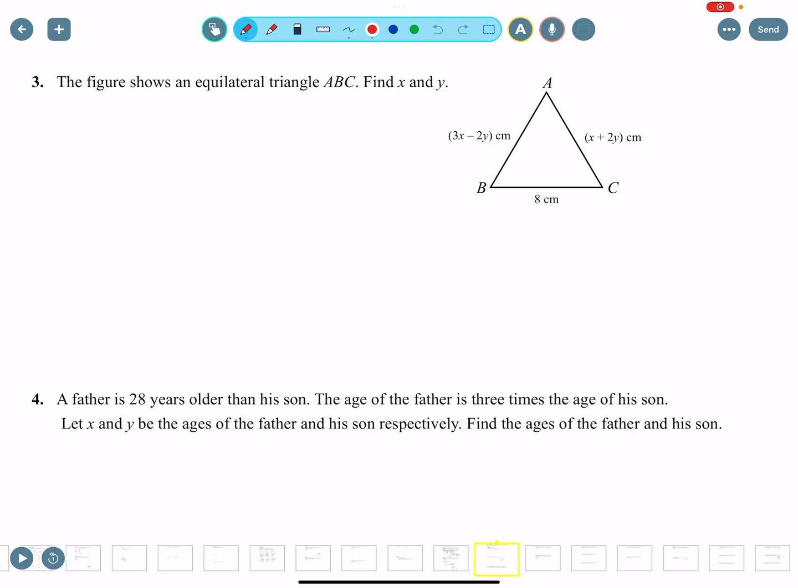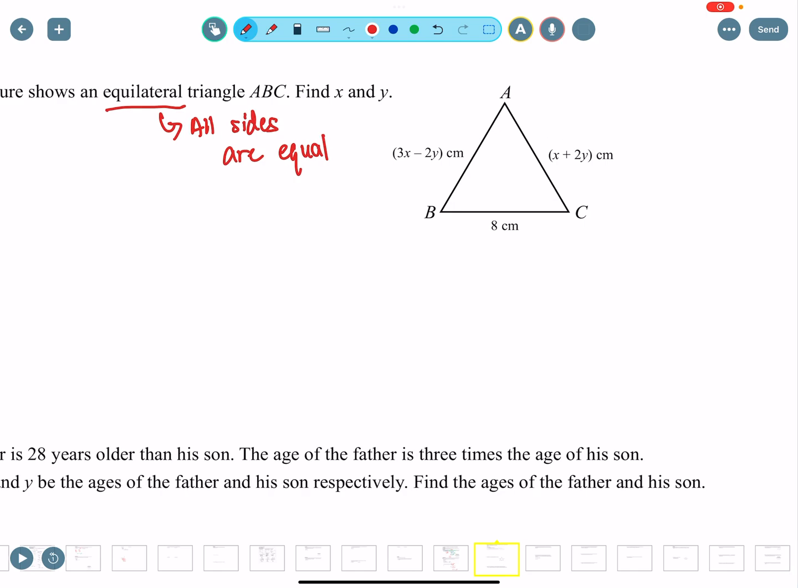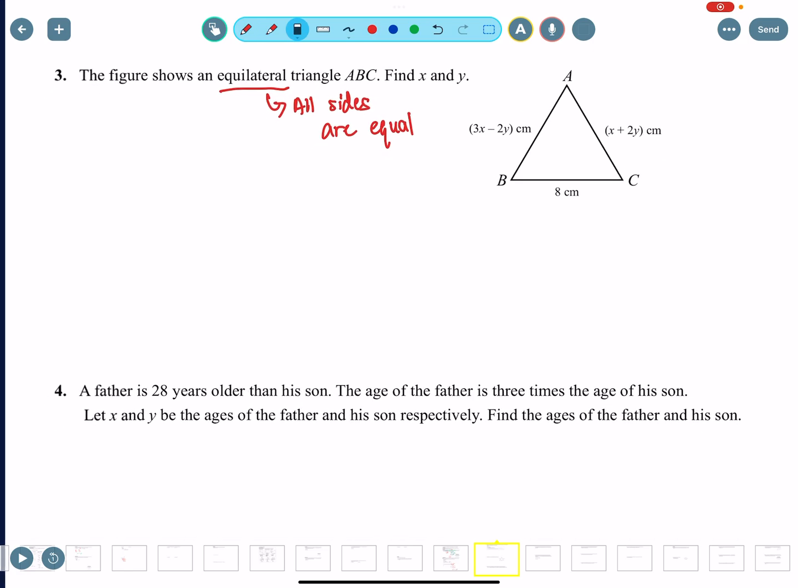Number 3, perimeter equation. Hidden information is perimeter over here, I guess. Oh, equilateral triangle. So equilateral triangle means there's a hidden information: all sides are equal. This is something you should have learned. It's quite hidden. They did not explicitly mention all sides are equal, but you have to figure that out from the name equilateral triangle. So let's see how we can make use of this hint.